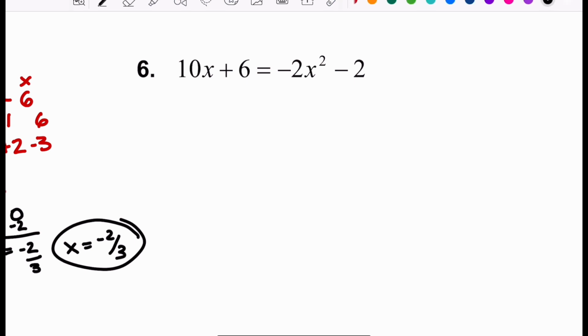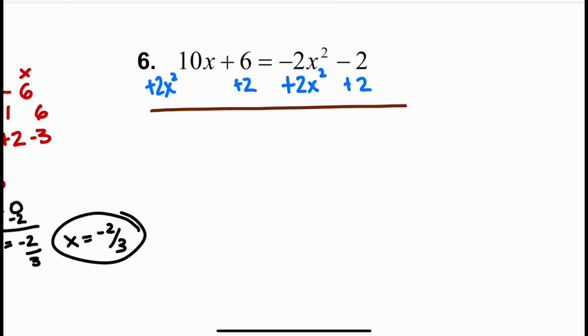So I'm going to add 2x squared to both sides. Now there's nothing to add it to, so we're just putting it at the beginning. We're going to add 2 to both sides here and here. So we have 2x squared plus 10x plus 8 equals 0.